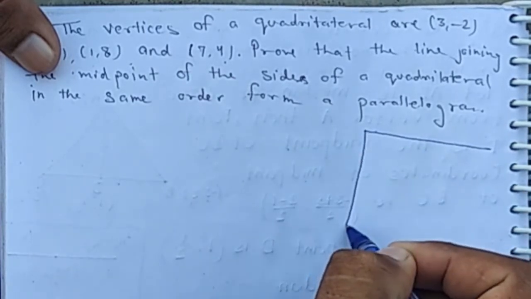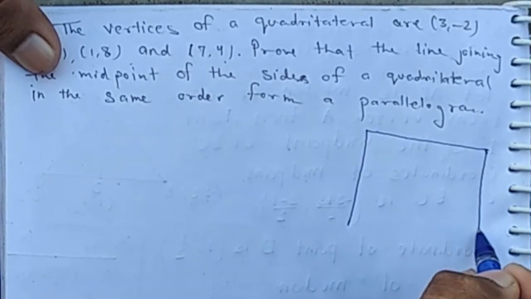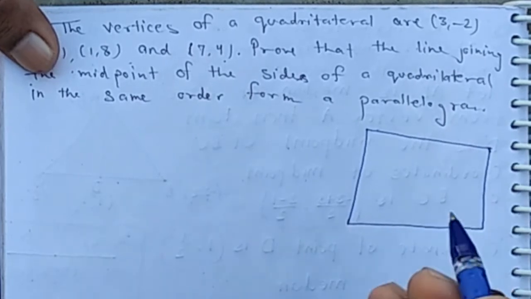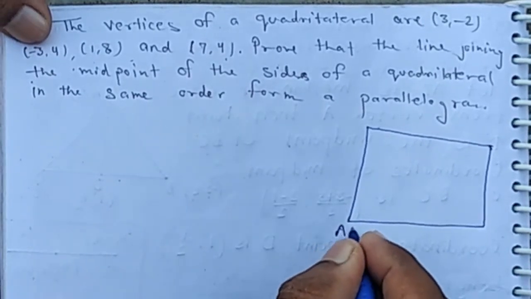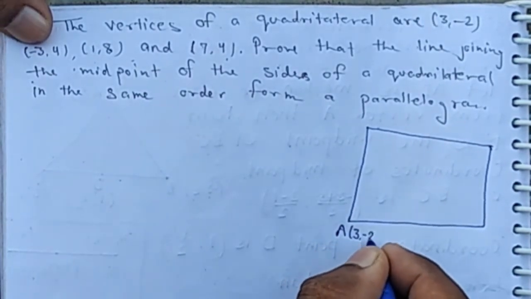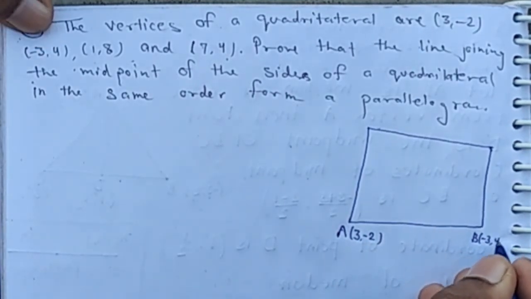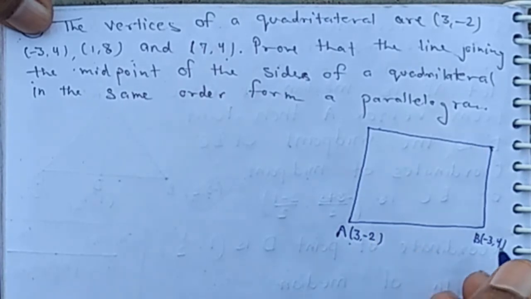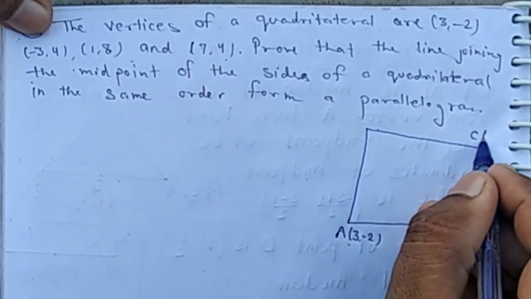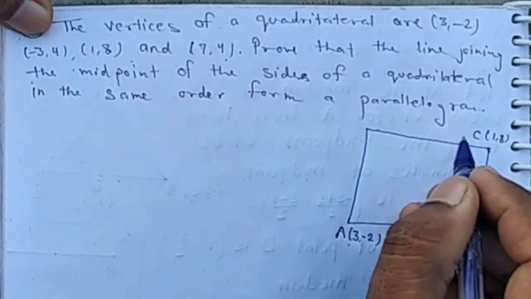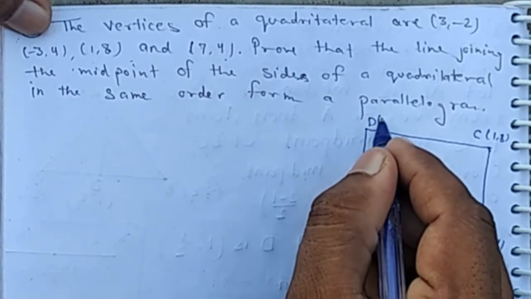Let ABCD be a quadrilateral, and the points taken in order are A (3, -2), B (-3, 4), C (1, 8) and D (7, 4).